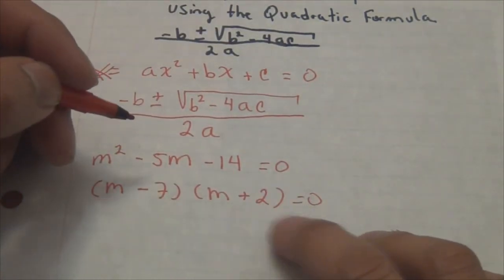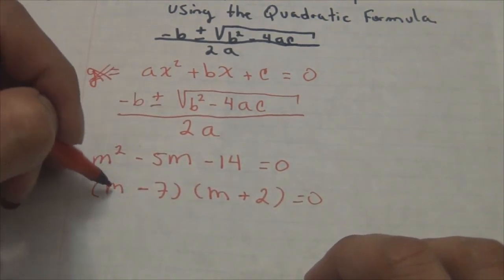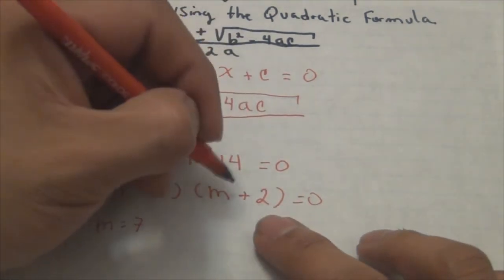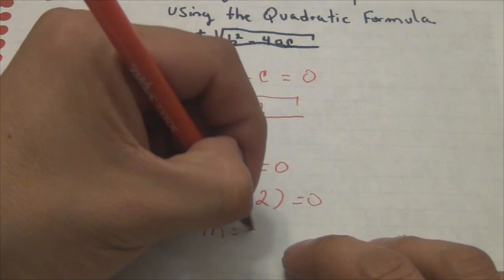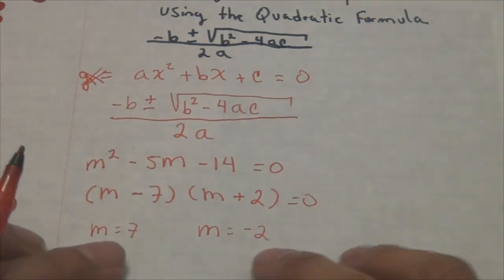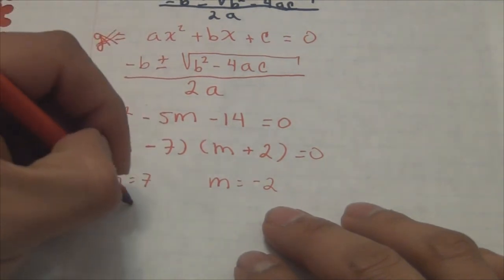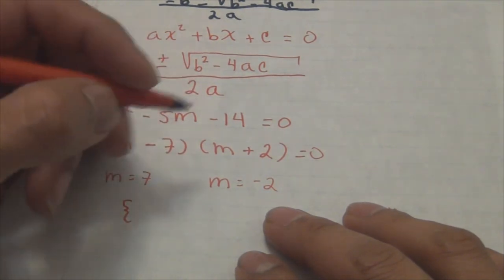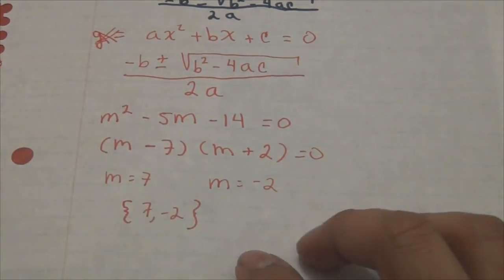Now you set each of the factors to 0. What value for m will give me 0 here? 7, because 7 minus 7 is 0. What value will give me 0 here? Well, m has to be equal to negative 2, because negative 2 plus 2 is 0. So these are the solutions. When you are stating the solutions, you could state them like this: you open the braces, put 7 comma negative 2, and close the brace, and that's it.